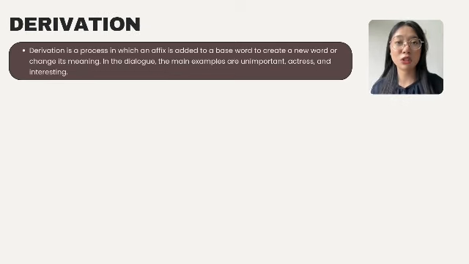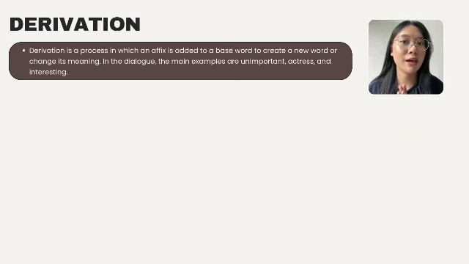Now let's move to the next part, which is derivation. So what is derivation? Derivation is a process in which an affix is added to a base word to create a new meaning. So basically, derivation changes the word's meaning.